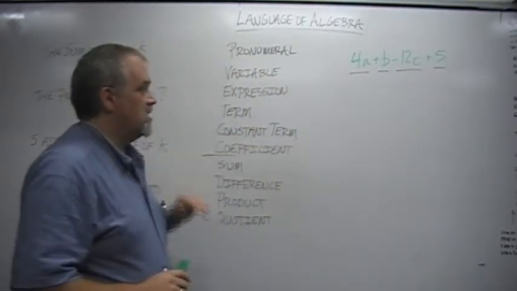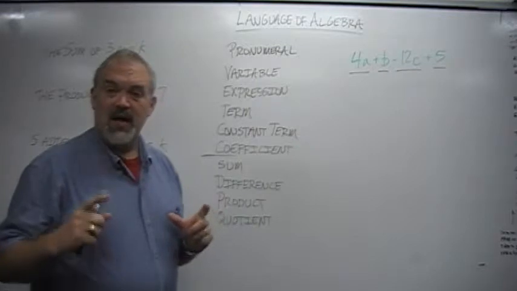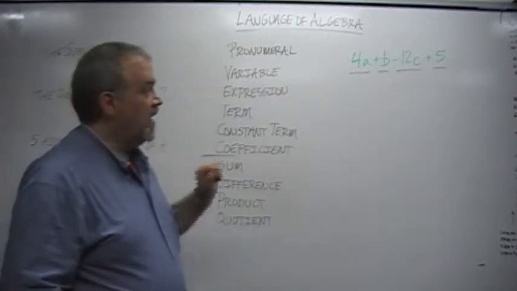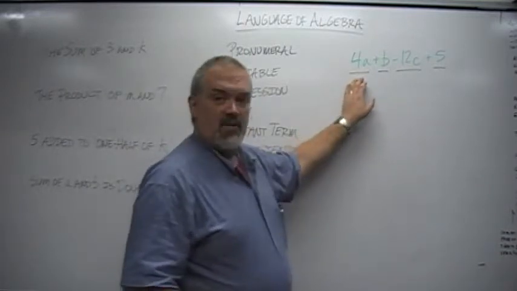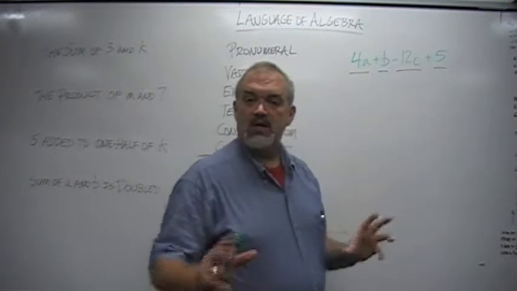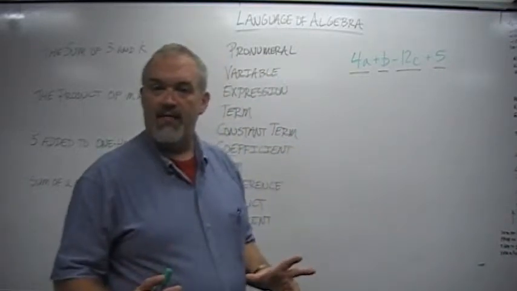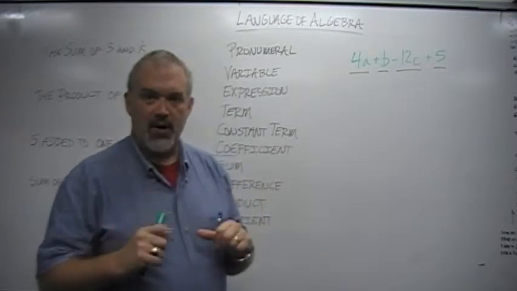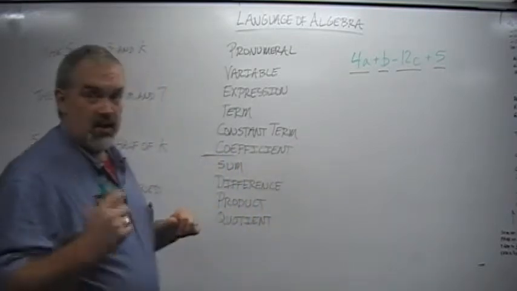Now, a constant term is a special kind of term. It's a term that doesn't change. It's not variable. Okay? So here, this has a variable or pronumeral in it. So does this. So does this. But the 5 is not. Regardless of what we do, the 5 is still going to be 5. That's called a constant term. It's a term that is only a number, generally speaking.